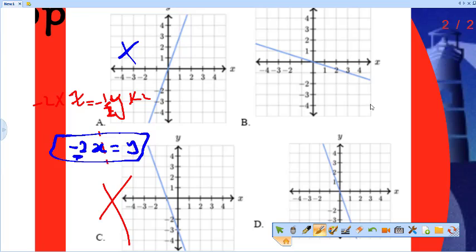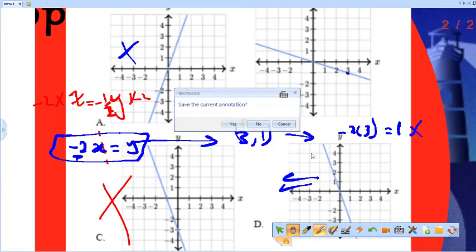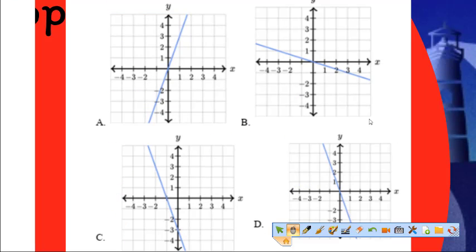You may now substitute with 1 point. Substitute with 3, 1. It makes -2 times 3 equals 1. Is this a true statement? Wrong. It means it's not right. It means my solution is this graph. First, determine slope and y-intercept only. How would we make this one? Make y equal. Let's see another one.